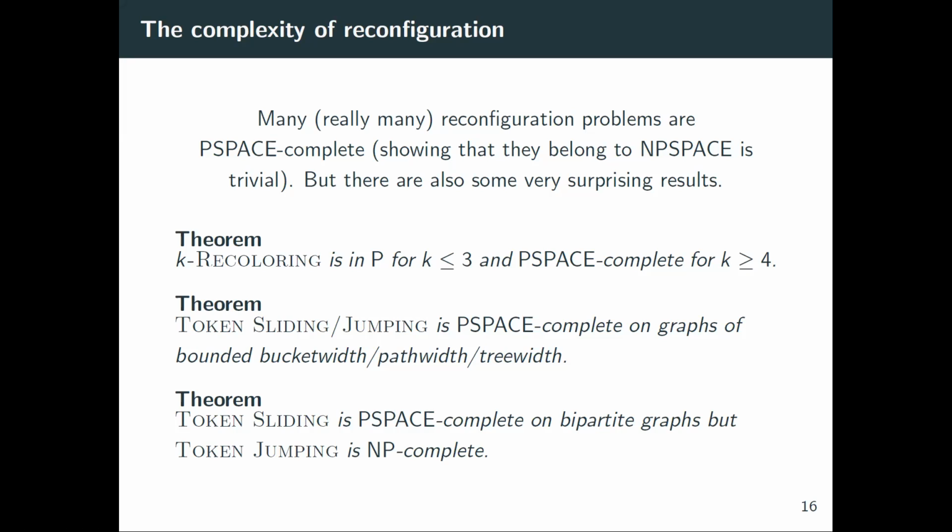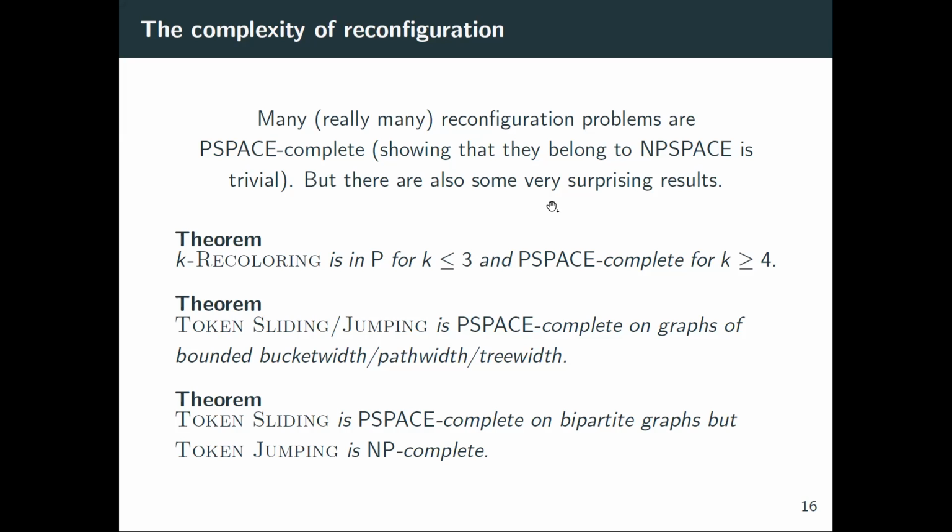All right, and finally, the last theorem that I also like a lot shows you basically that sliding and jumping behave differently. It was shown that if you restrict yourself to bipartite graphs, where we know that max independent set can be solved in polynomial time, it turns out that token jumping is NP complete, whereas token sliding is PSPACE complete. Which is a strange difference between the behavior of those 2 problems.